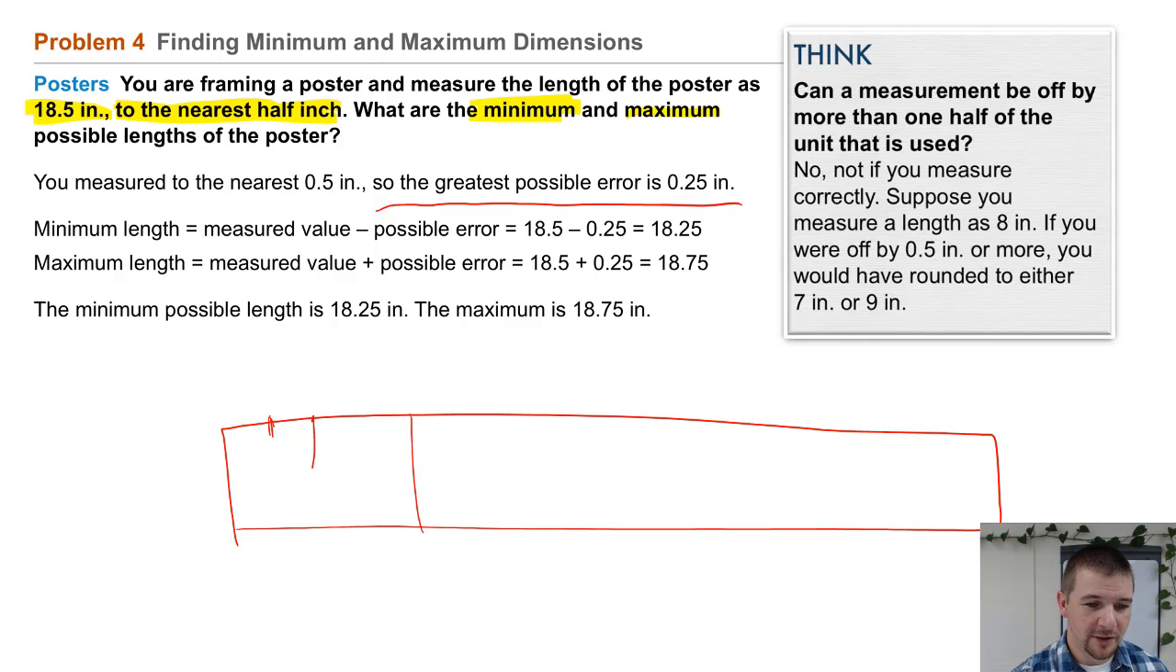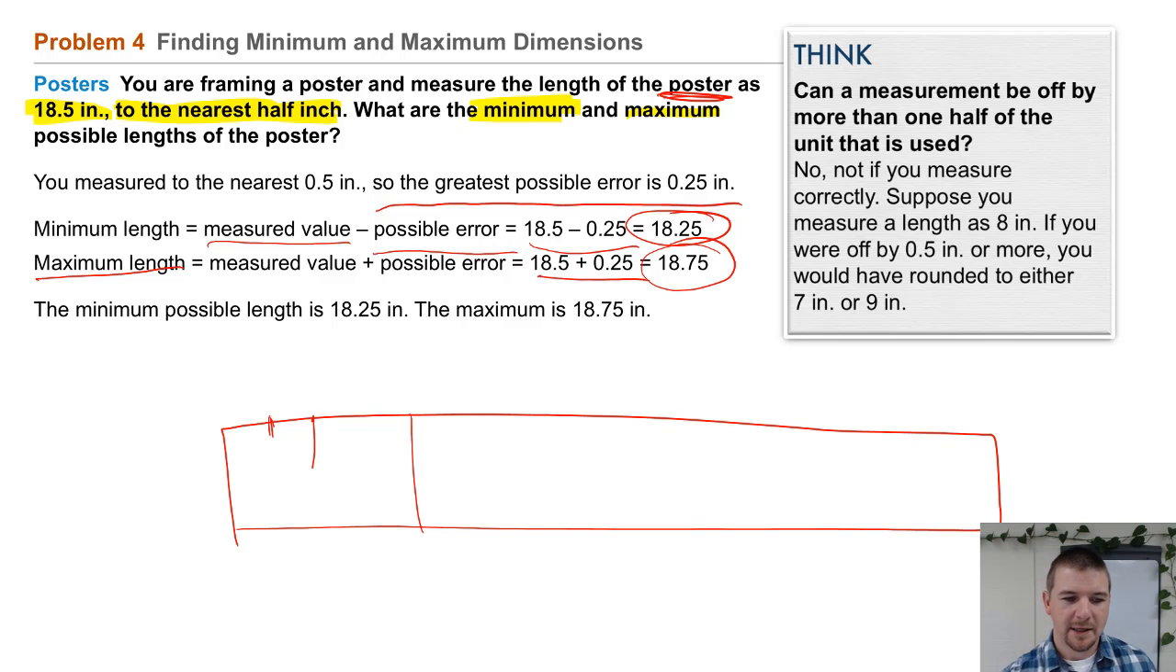So to calculate the minimum length, that's going to be the measured value, which we measured to be 18.5 inches, minus the possible error, so that's 18.5 minus 0.25, and that's 18.25. So the minimum length of this poster is 18.25 inches. The maximum length goes pretty quickly once we found the minimum. We're just going to add that same amount, 1/4 inch in this case, to 18.5 inches, so 18.75 inches. So the minimum possible length is 18.25 inches. The maximum is 18.75 inches.